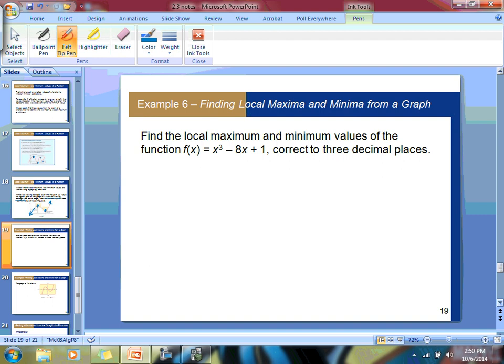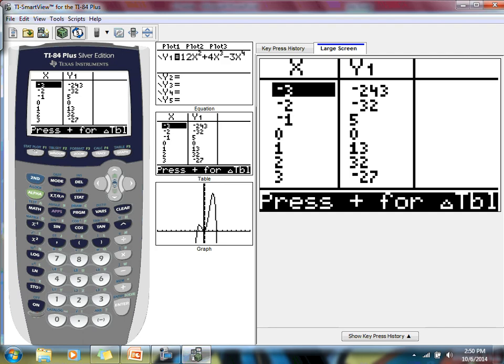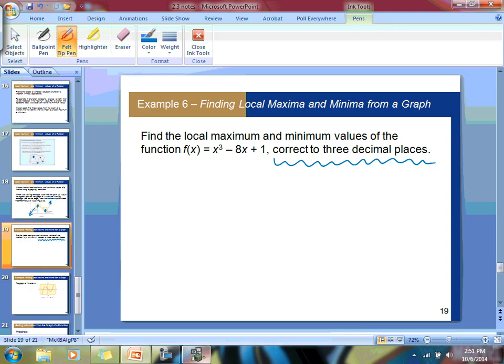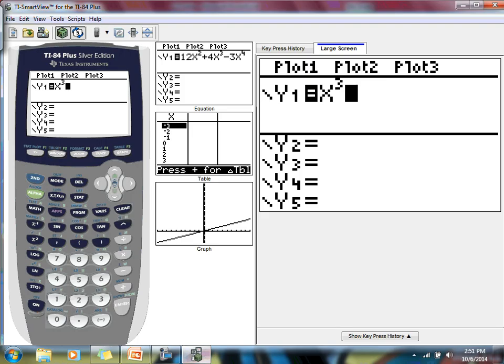All right, so our last example then is example 6. It says find the local maximum and minimum values of that function correct to 3 decimal places. So when you see that, I hope right now you're thinking, I have to do this on my calculator. So we're going to go to the calculator, go back to y equals, clear that out, and we had x to the third. What was the rest of it? Minus 8x plus 1.